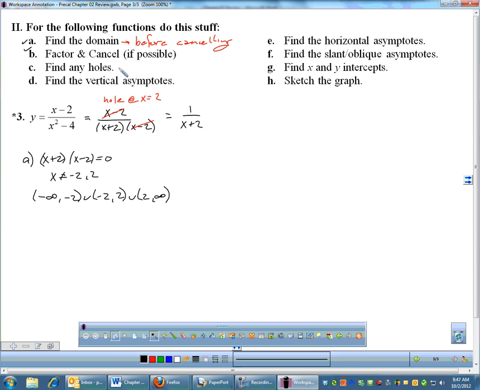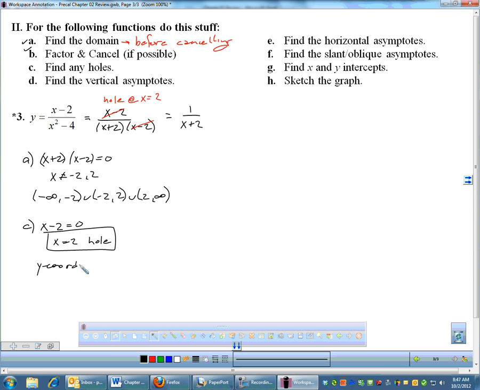Okay, part C, find any holes. I actually just did that. Whatever factor you canceled, I canceled x minus 2, set that equal to 0, and you get a hole at x equals 2. That's the x coordinate. Now, I do ask you to sketch the graph, so I'm going to go ahead and find the y coordinate also for the hole. To get the y coordinate, you plug x equals 2 into the reduced version. So that'll be 1 over 2 plus 2, or 1/4. So more specifically, I know my hole is at the point (2, 1/4).